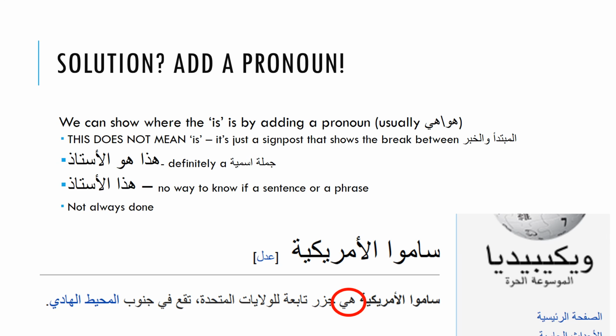Hadha al-ustaz is just ambiguous. We're never going to know except from context, possibly periods and punctuation, but you can't really rely on that in Arabic. Notice that this is done a lot, and I actually changed the example from Wikipedia to make things a little simpler in the previous discussion. But notice in the red circle that that's how they did this in Wikipedia in order to make the sentence a little bit clearer. Samoa al-Amrikiya hiya juzur tabi'a lil-wilayat al-Muttahida. Notice that the hiya shows up exactly where we said there would be an "is" if we were saying this in English.